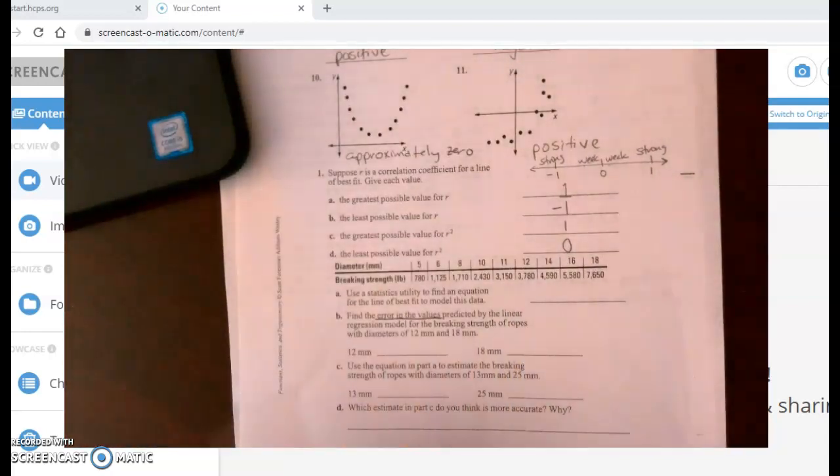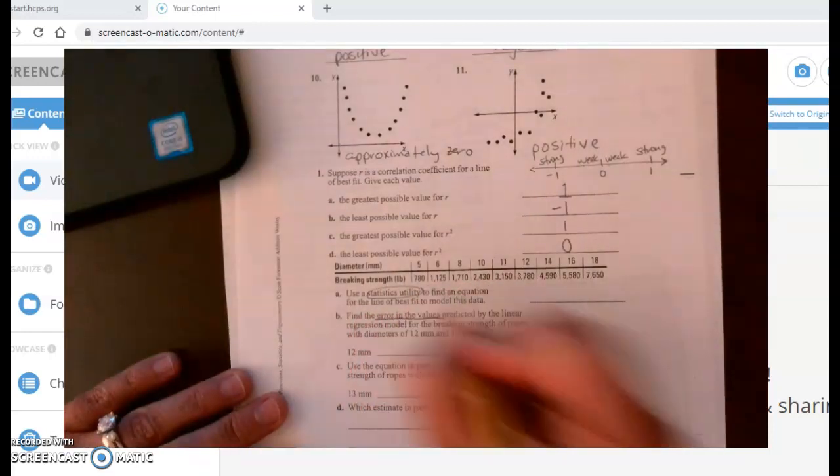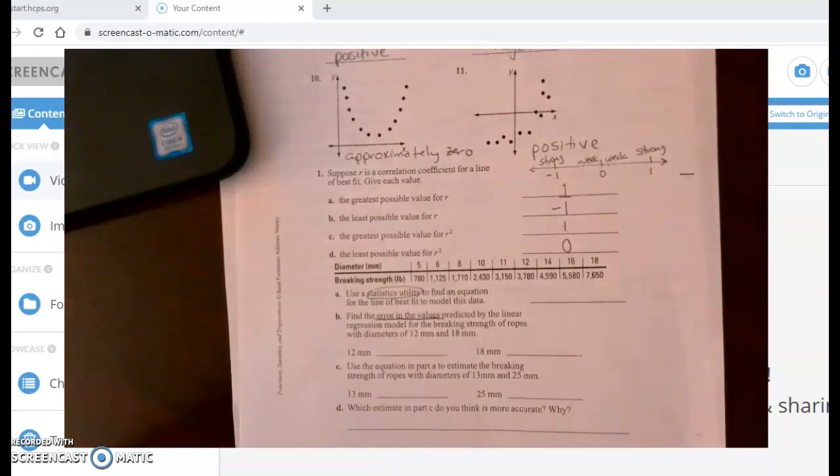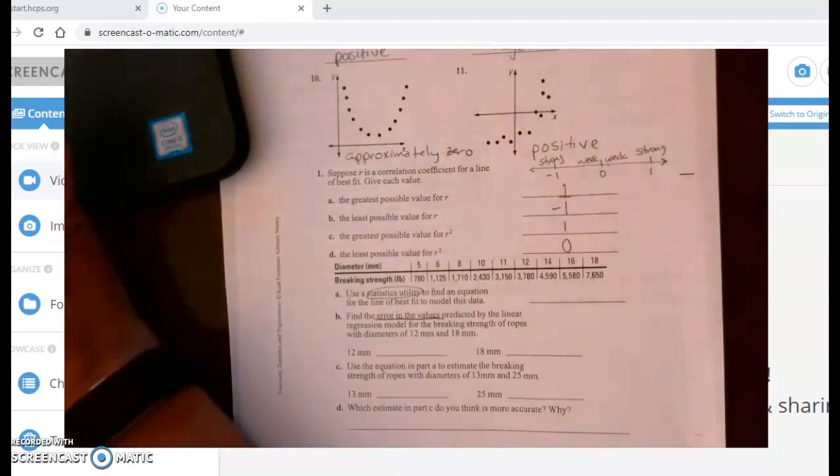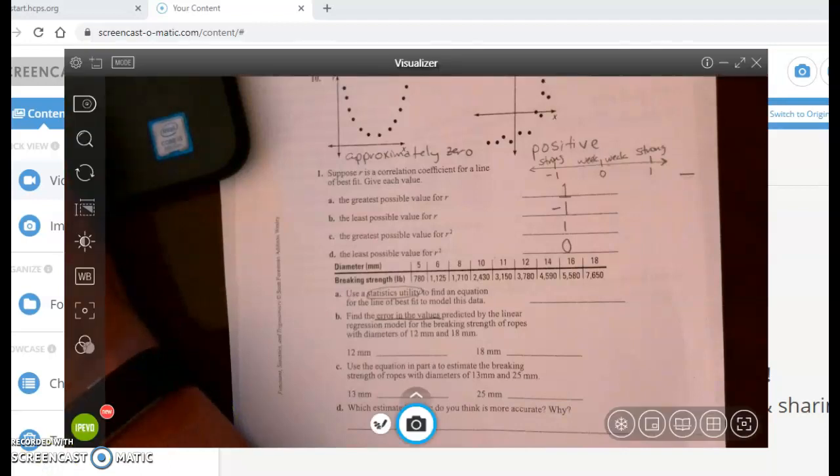So let's do the last problem here on the quiz review. They give us this information: the diameter of a rope and then the breaking strength, like how many pounds it can carry before it breaks. It says use the statistics utility, that's a graphing calculator, to find an equation for the line of best fit to model this data. So we're going to do that by going to our graphing calculator first.